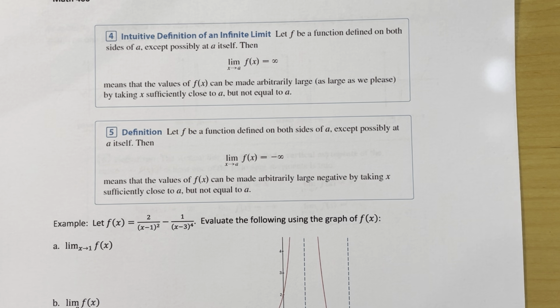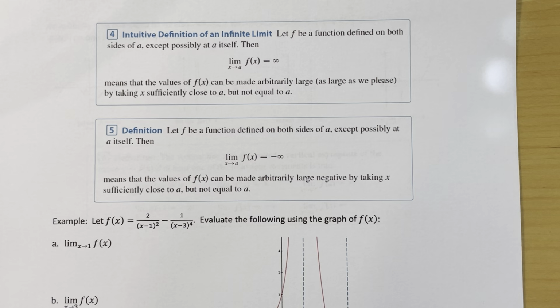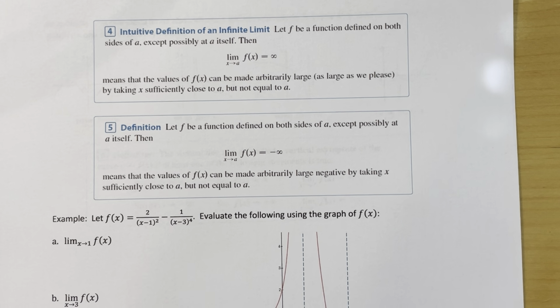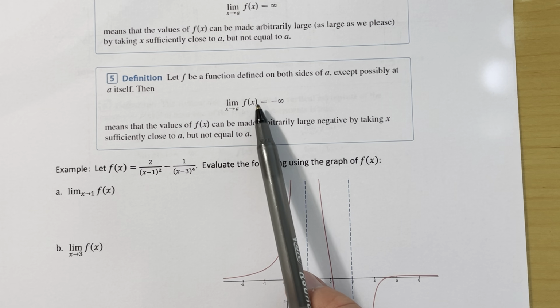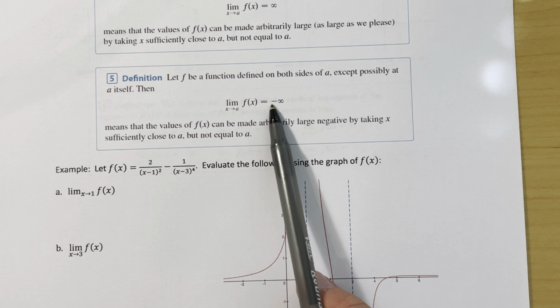There are some similarities and some differences that you might notice between this definition and the first definition that we gave for just a regular limit. So I'll let you compare and contrast those. We have a similar definition for an infinite limit that approaches negative infinity.